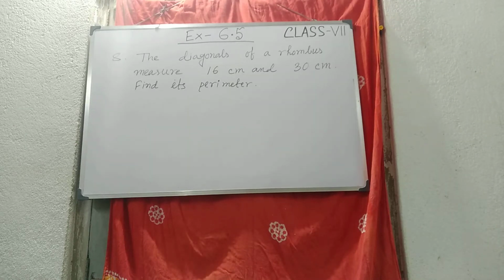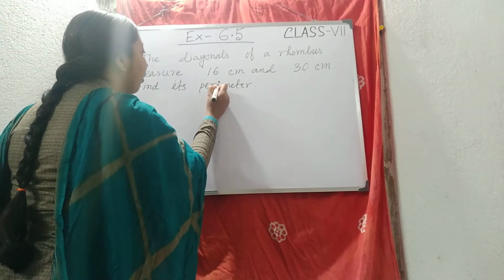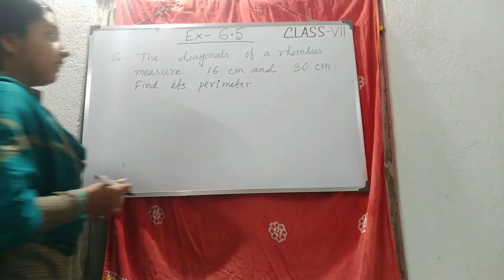Now question number 8, the last question of this exercise. The diagonals of a rhombus measure 16 centimeter and 30 centimeter. Find its perimeter. So first of all, for finding the perimeter of any rhombus, which do we need?